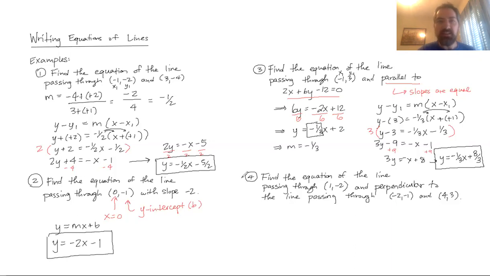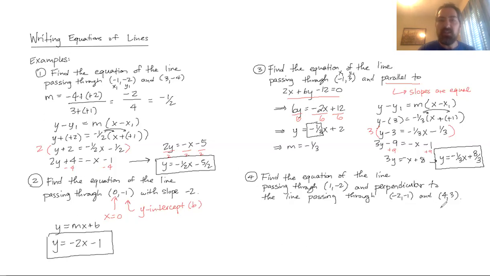All right, and then in our last example, example 4, find the equation of the line passing through the point 1, negative 2, and perpendicular to the line passing through negative 2, comma, negative 1, and 4, comma, 3. All right, so again, we ask ourselves the same question. Do I have a point? Do I have a slope? Yes, I'm given the point 1, comma, negative 2.